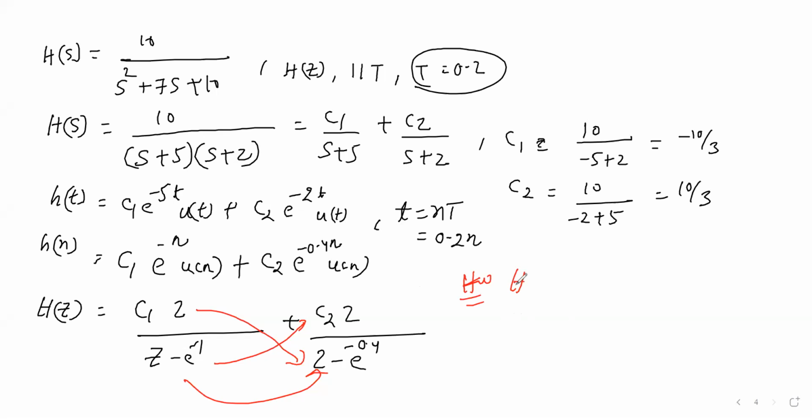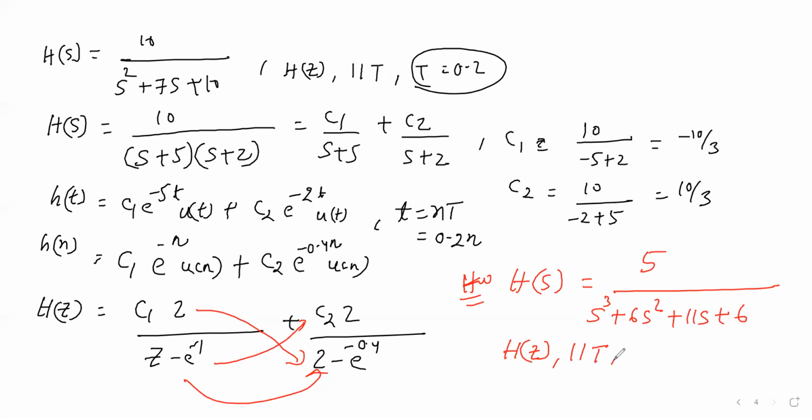Just write H of s equals 5 divided by s cube plus 6s square plus 11s plus 6. Find H of z using the impulse invariant technique for sampling period T equals 1 second. You try this.